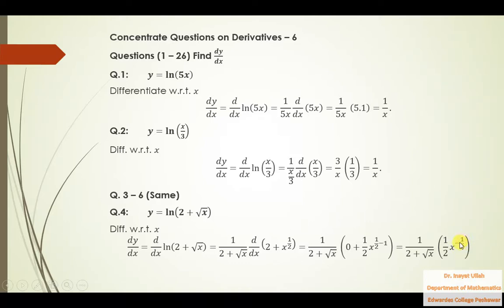Because the power of x is negative here, we need to shift this x to the denominator. That will become positive, x power 1 by 2 here, and x power 1 by 2 is square root of x. So we write this function in this fashion, that 1 by 2 is written in the front, and square root of x is written here. So that is the derivative of this function, natural log of 2 plus square root of x. You can solve questions 3 up to 6 in the same manner.